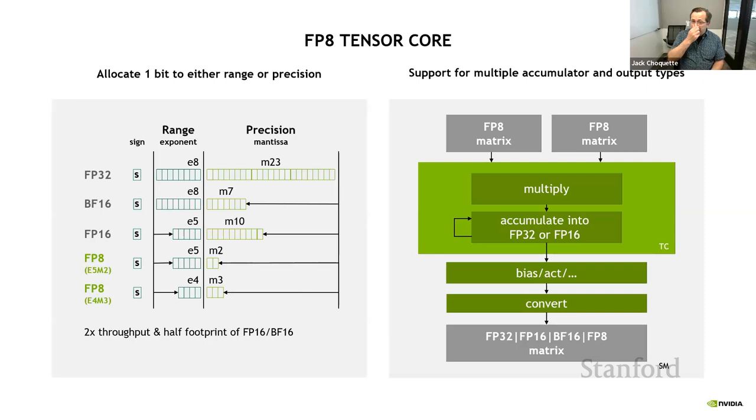On the right, you can see how the Tensor Core processes FP8 floating point data. The multiplication of 8-bit floating point data can be accumulated into either FP32 or FP16. Once the matrix multiply is done, various common neural network functions like adding bias and applying an activation function can be performed in the higher FP32 or FP16 precision. The final result is then converted to the desired output format before being stored back to memory.